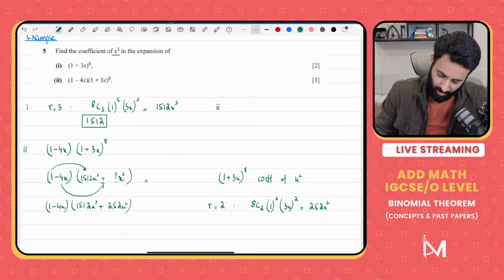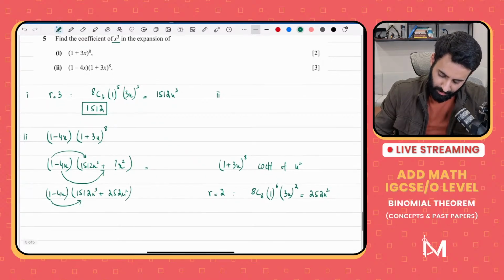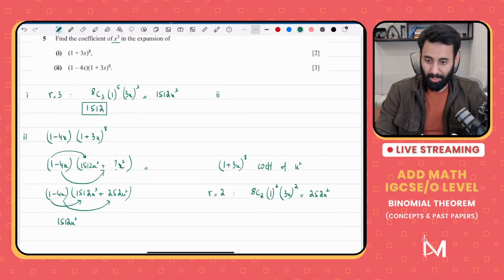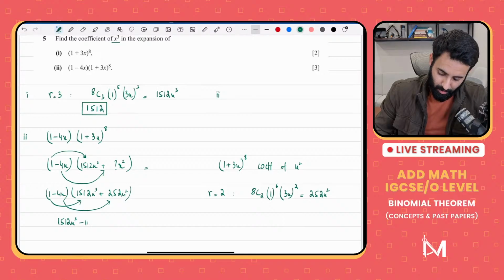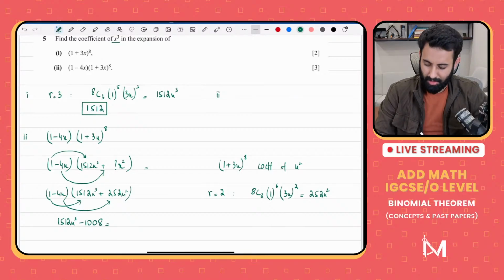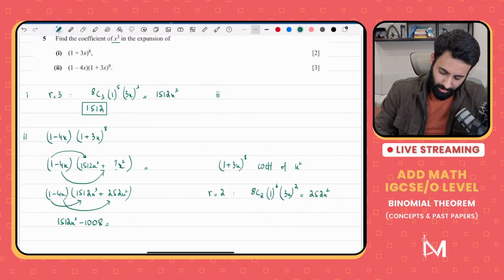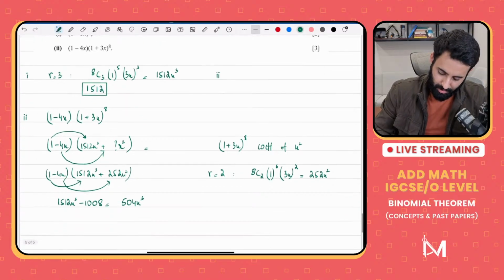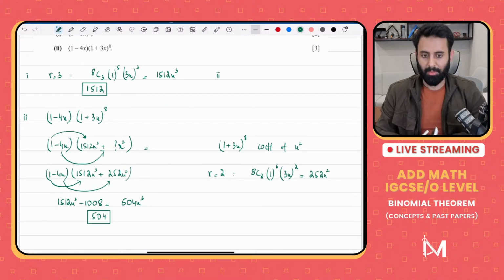252x squared. So 1 will be multiplied by 1512x cube, and minus 4x will be multiplied by 252. So minus 4 into 252, that's minus 1008. And let's see what do we get. 1512 minus 1008, that's equal to 504 x cube, and the final answer will be 504. There we go.